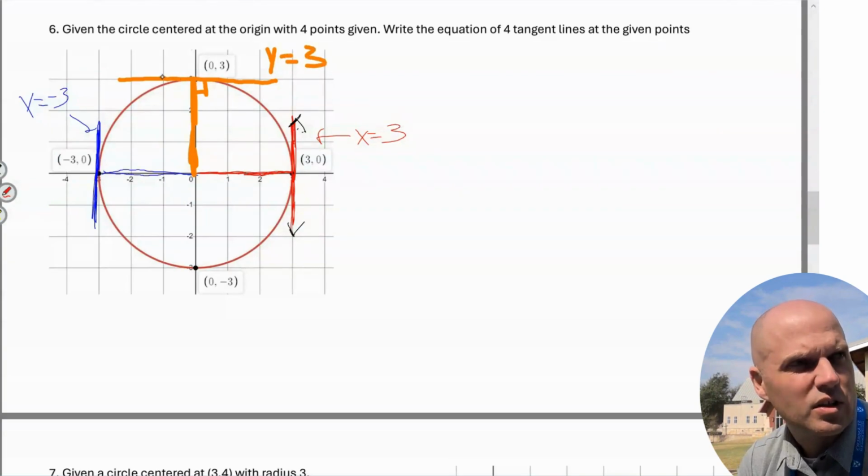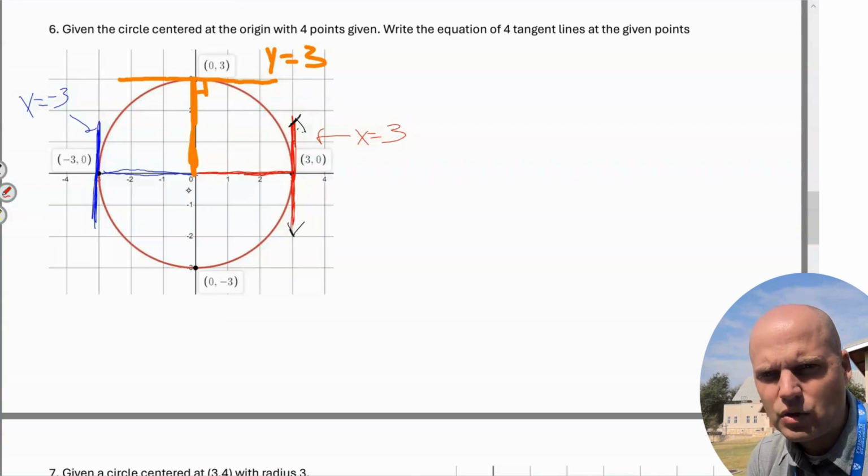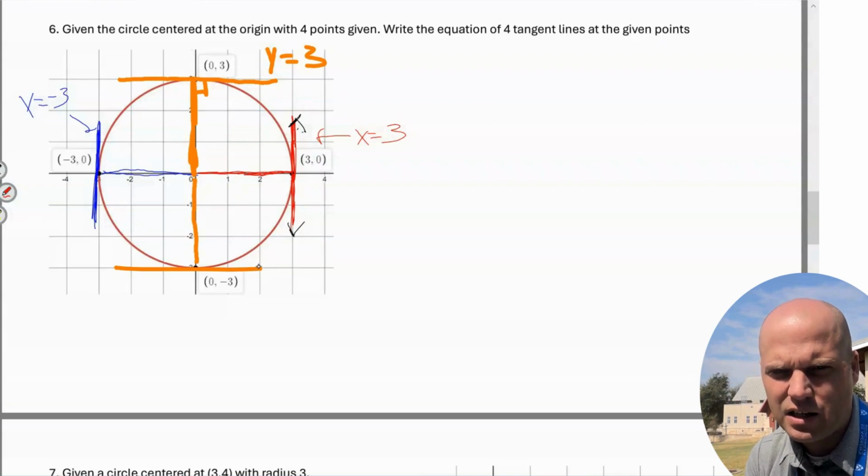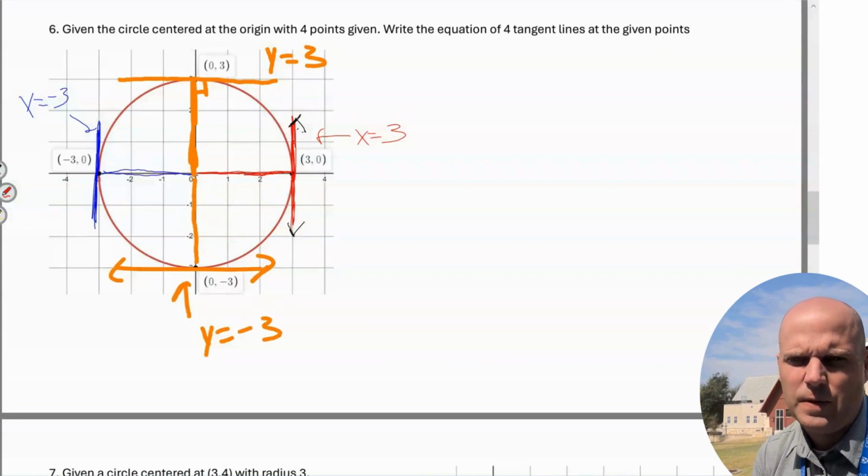What's this equation? It's a horizontal line. All of the y coordinates are 3. So y equals 3, versus this line here, since it's horizontal, would be y equals -3.